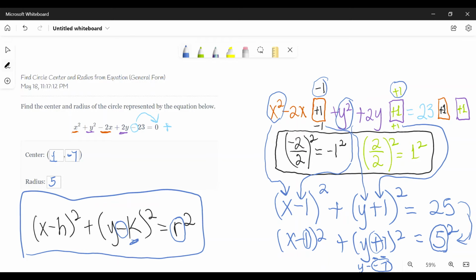So just to recap, today we went over converting our equations from standard form to center radius form so that we could easily identify the center and the radius of a circle.